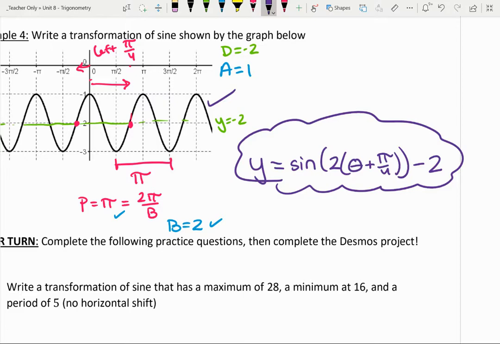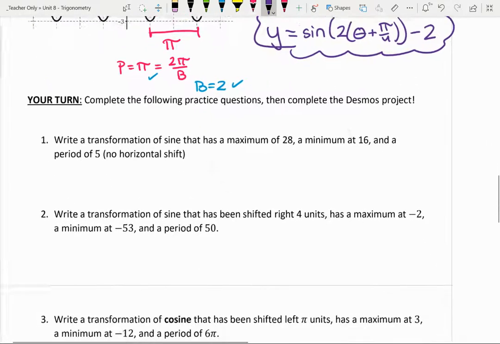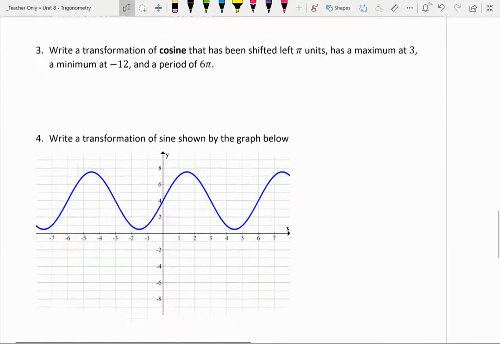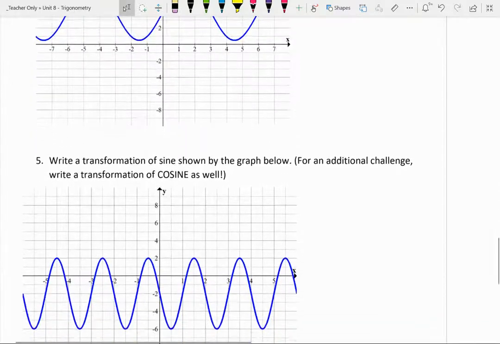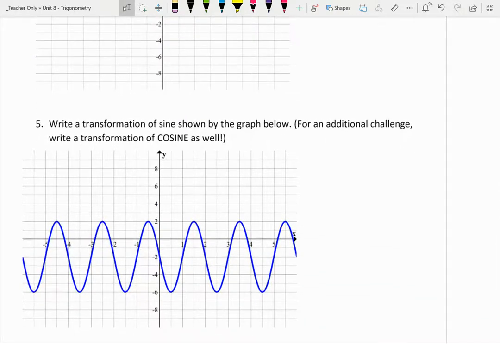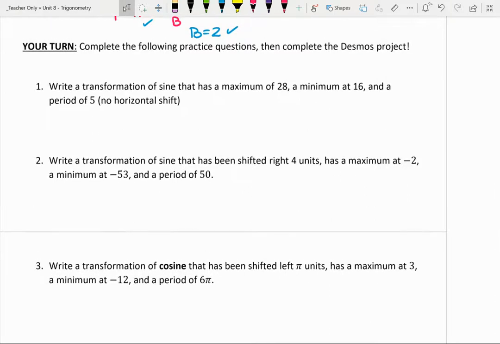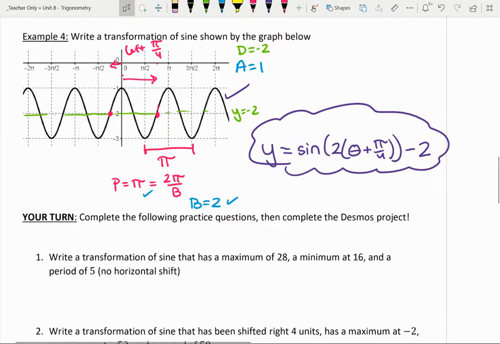So there are some practice questions here. There is a Desmos project waiting for you. And there is a challenge question here in number 5, because for all of these, you could think about it as a transformation of cosine as well as a transformation of sine. All you have to do is think about a different starting point.